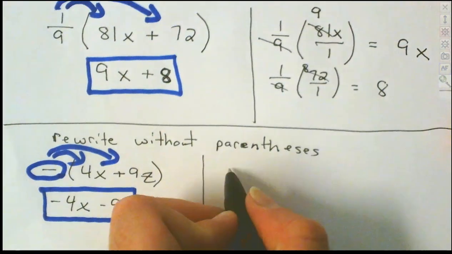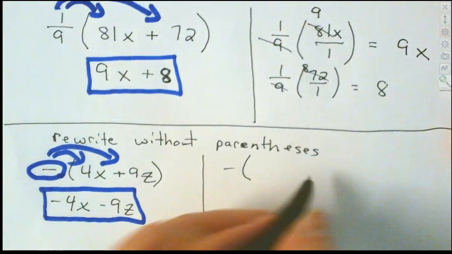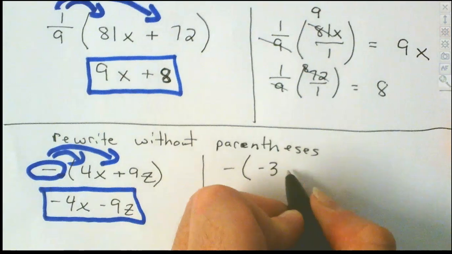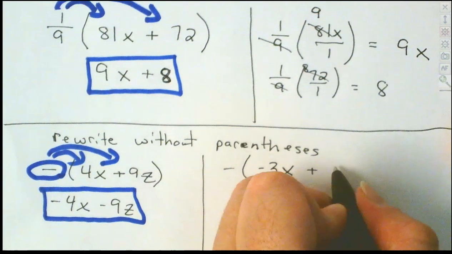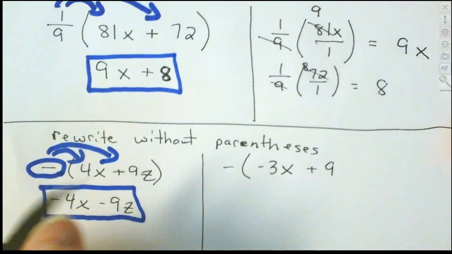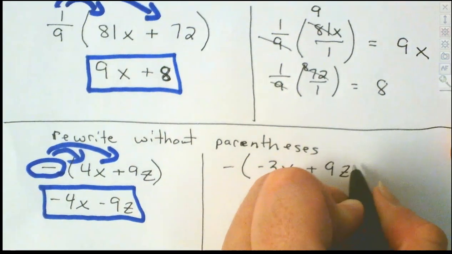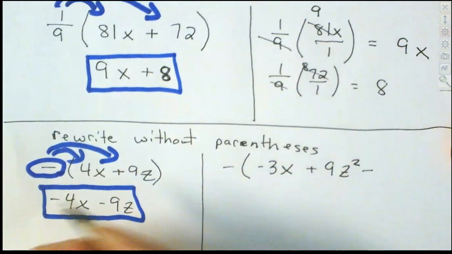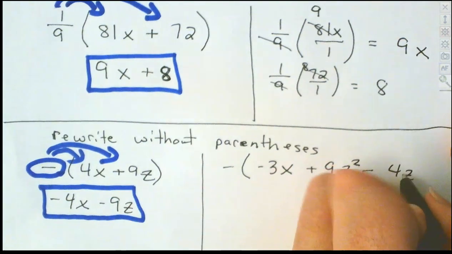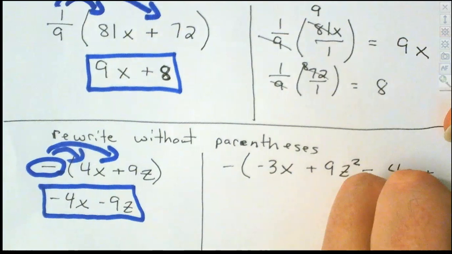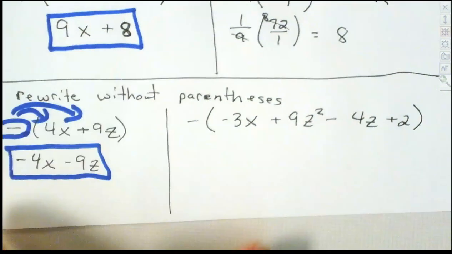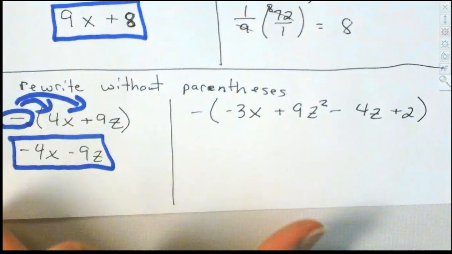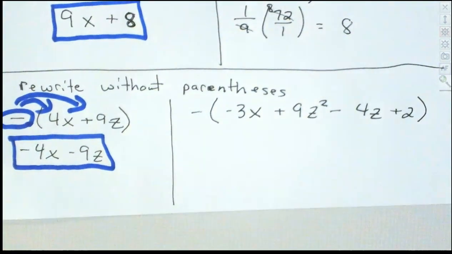I'm rewriting these without parentheses. I've got a minus 3x plus 9. Let's use a z squared minus 4z plus 2. Okay, and I picked this one just to kind of give us a preview of what's going to be happening in the next section, when we can combine things together and when we can't.